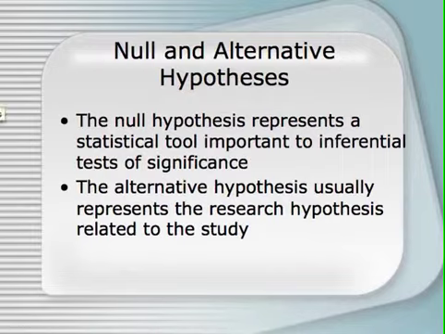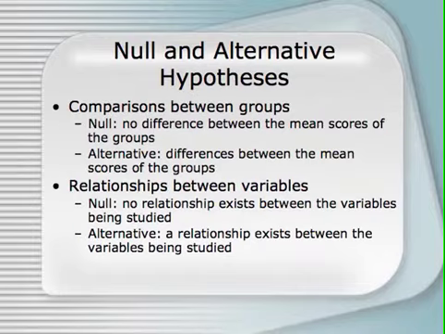There are two hypotheses, null and alternative hypotheses. The null hypothesis represents a statistical tool important to conduct inferential tests of significance, whereas the alternative hypothesis usually represents the research hypothesis that's related to the study. So if you have two different groups, a null hypothesis would be that there are no differences between the mean scores of the two groups. An alternative hypothesis would be that there is a difference between the mean scores of the two groups.